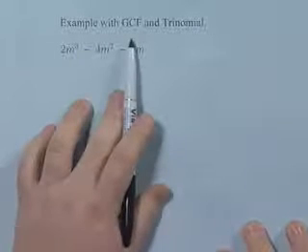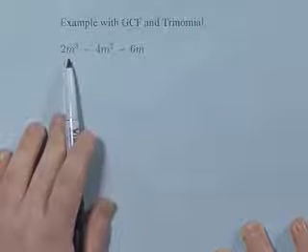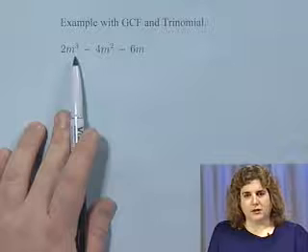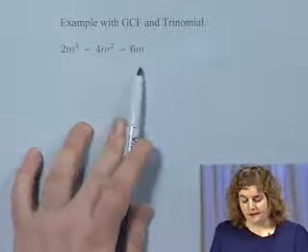Now we're going to look at factoring, some examples that are a little more complicated than those we've done in earlier lessons. The first example we're going to look at involves both a greatest common factor and a trinomial. And our problem is to factor 2m cubed minus 4m squared minus 6m.